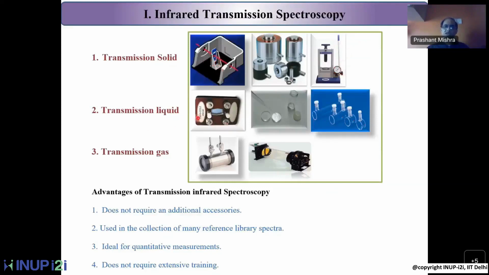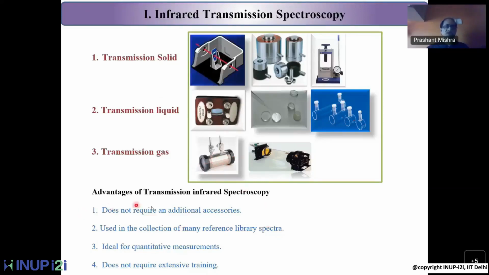Other than that, you have a very nice cell where you can put your liquid sample, and you can also adjust the volume by looking at how much space is present in between. That gives you an idea of how to load your liquid sample, and this liquid sample can be put in the IR spectrometer and you can analyze it. Now for gas, you have a different type of holder which can be used for analyzing.